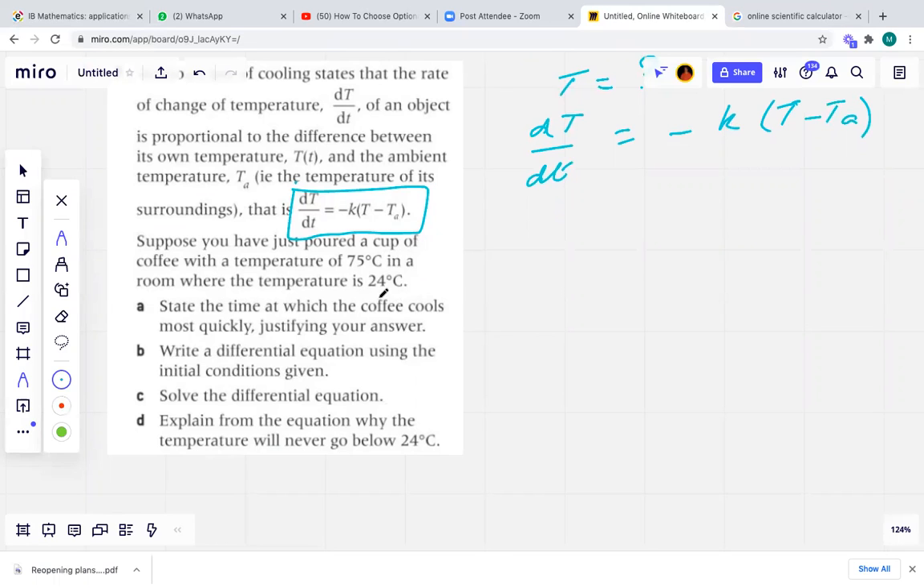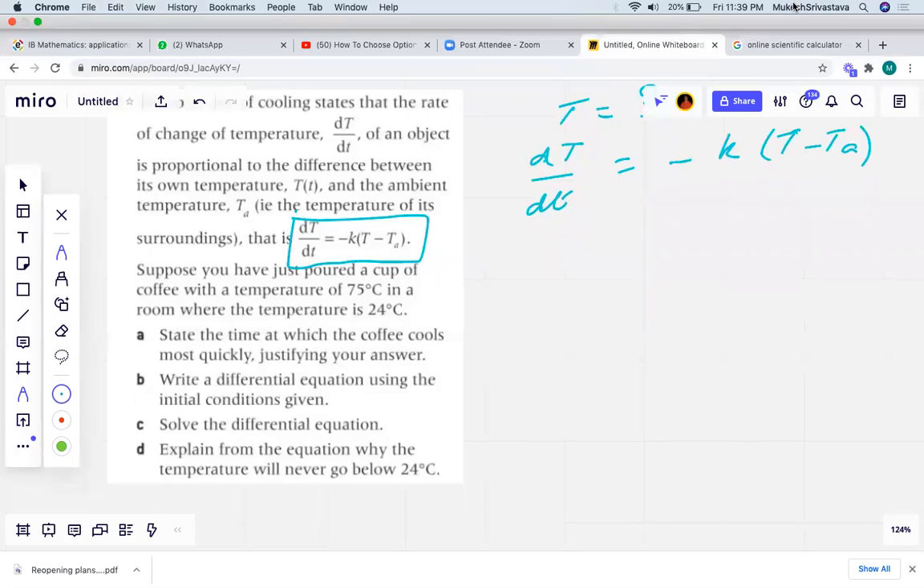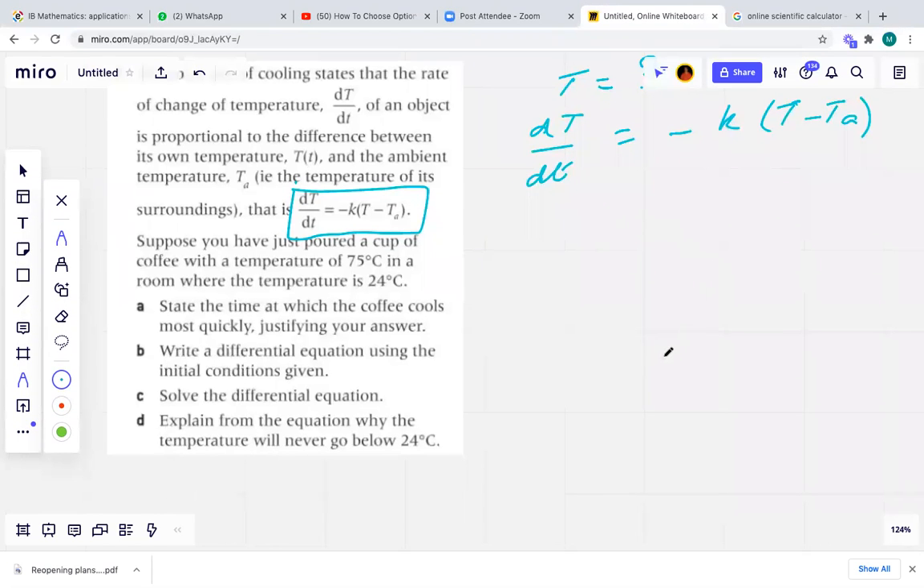So I guess to find the temperature, you have to separate the time from the temperature part and then do the integral. How will you do it then? Basically, keep the dt on one side and put minus k (T minus Ta) on the other side. You can put dT upon (T minus Ta) equals minus k dt. Now we do integration.